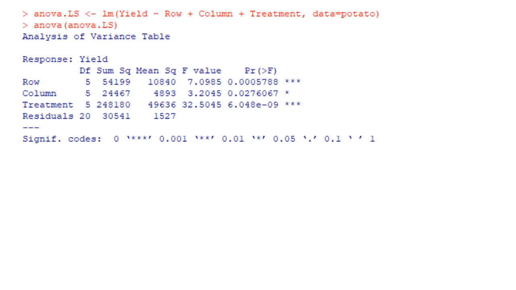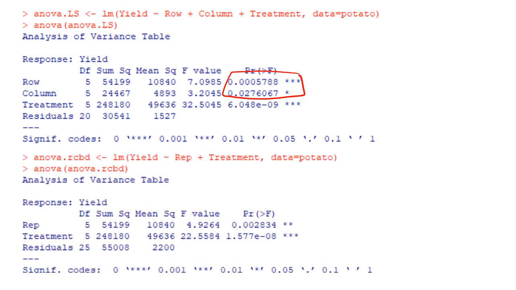At 5% significance level, there are significant row and column effects. Let's compare this with the result from the RCBD. Because both rows and columns are significant at the 5% significance level, the Latin square has a smaller estimate of experimental error, which means it is more efficient than RCBD.